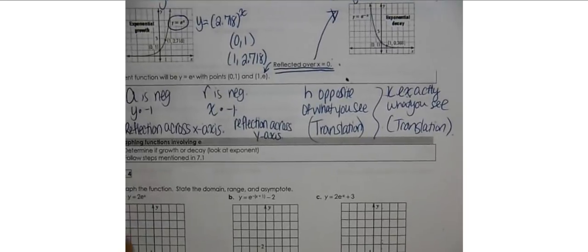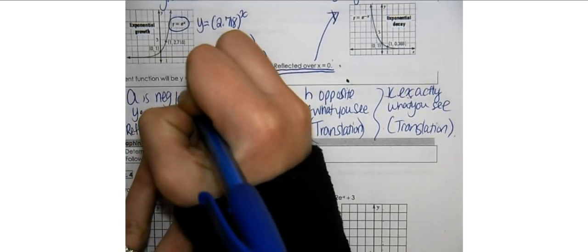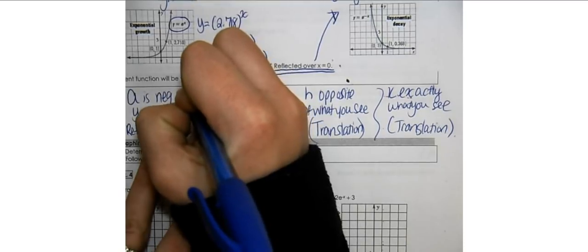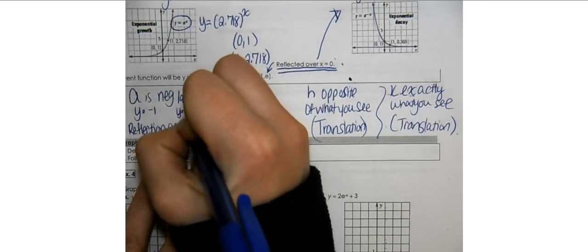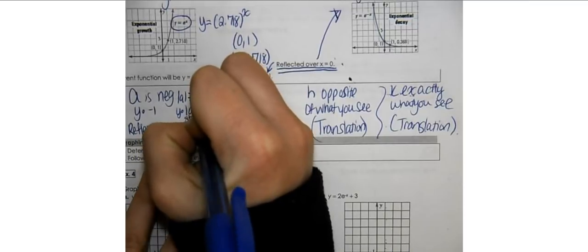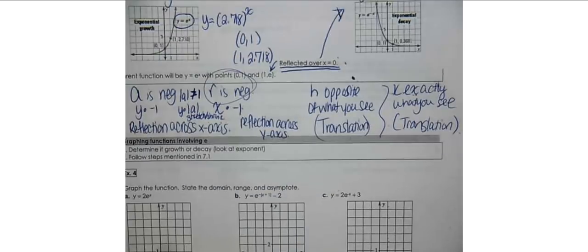Also, when it comes to your a value, if the absolute value of a is not equal to 1, we're going to multiply all y values by the absolute value of a, and that's going to be located in our stretch shrink column. So the only thing that's going to be different is our r value being negative.